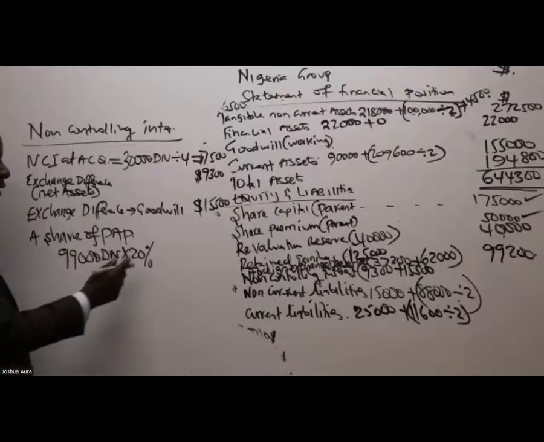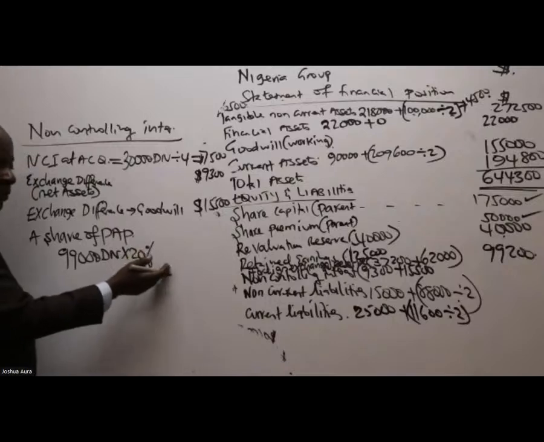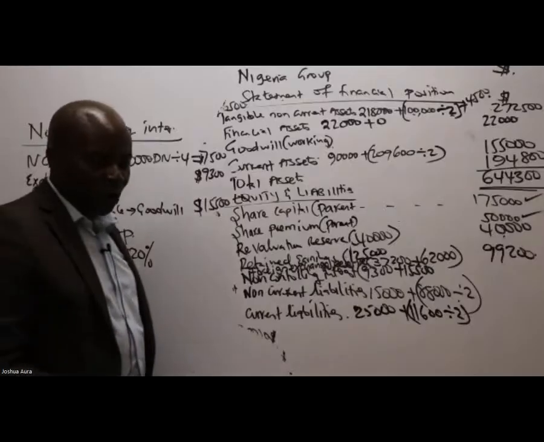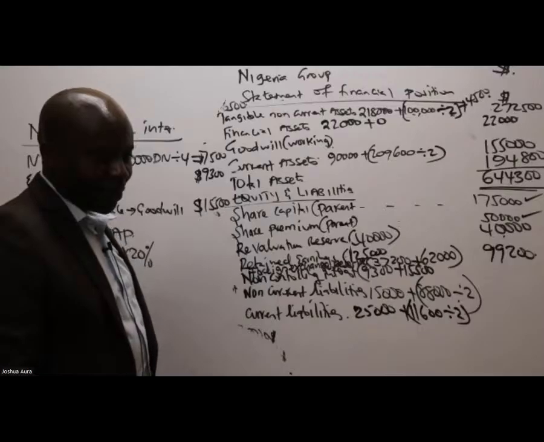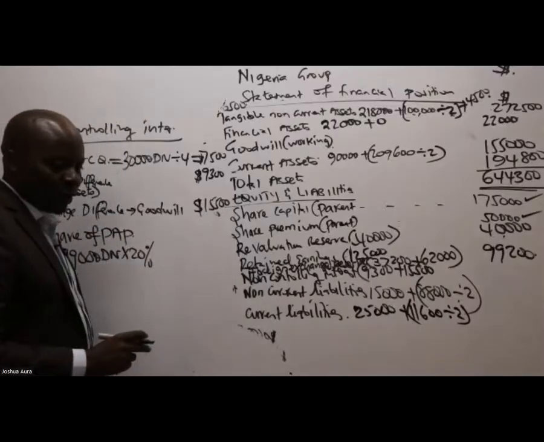Can somebody in this case give me the translation rate? Should I use 4 or 2? What should I use here, somebody? In this case here, for this PARP, should I use 4 or 2?